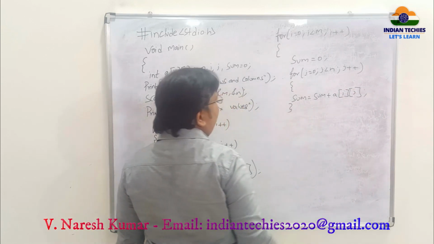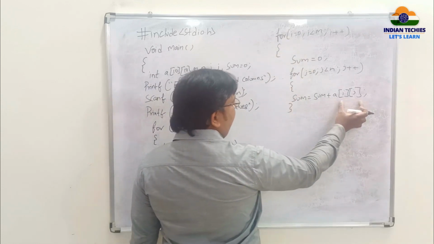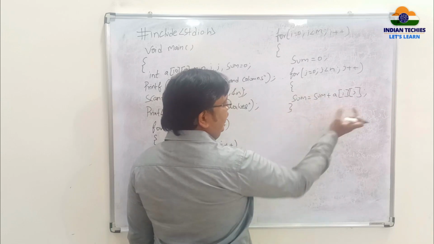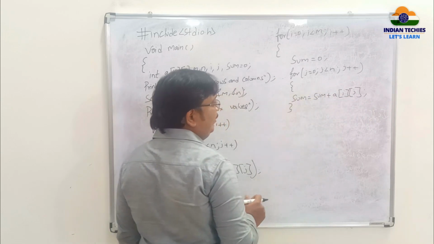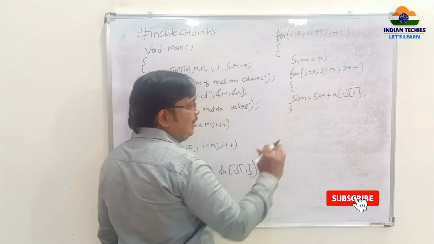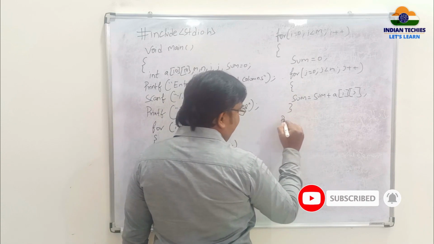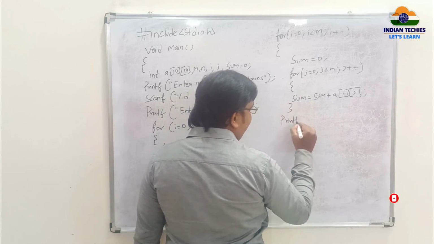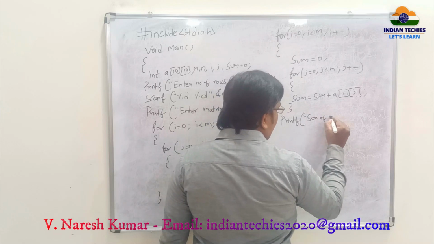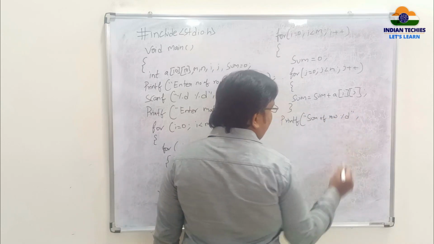So what happens when j is equal to 0, i equal to 0, first a[0][0] will be added. Next a[0][1] will be added. Next a[0][2] will be added. Means it will go in a row manner, obviously. So once the row has been added, you come out of this loop and print that row value. That is printf sum of row %d.